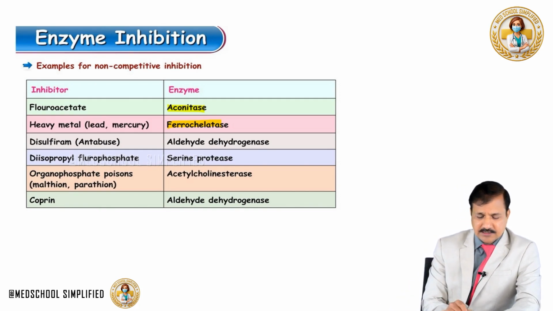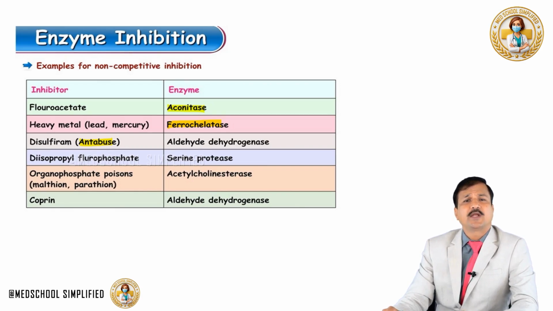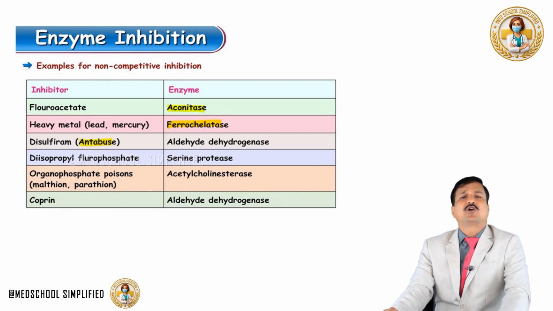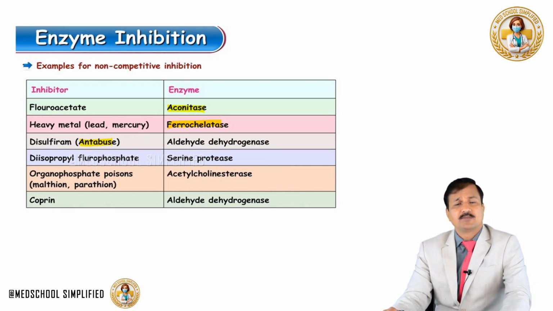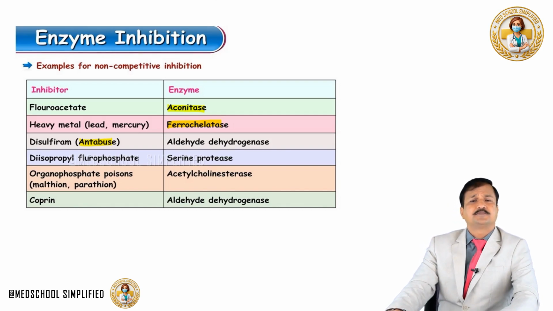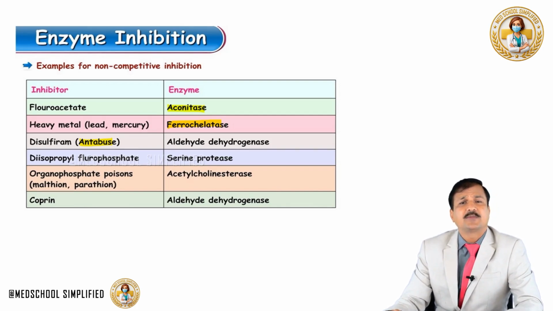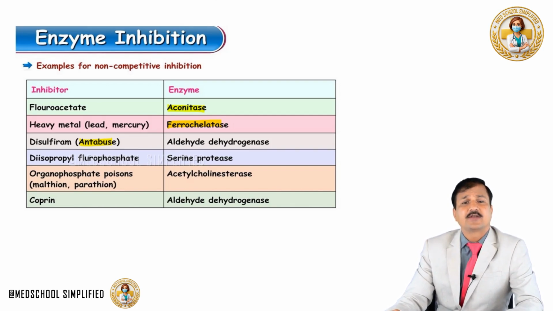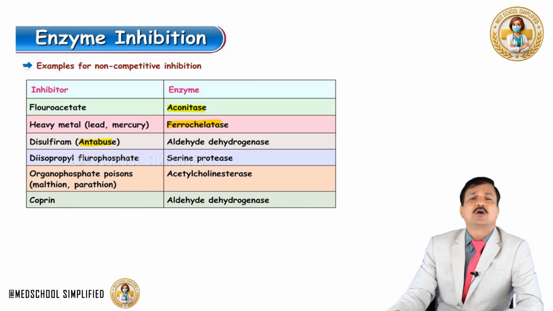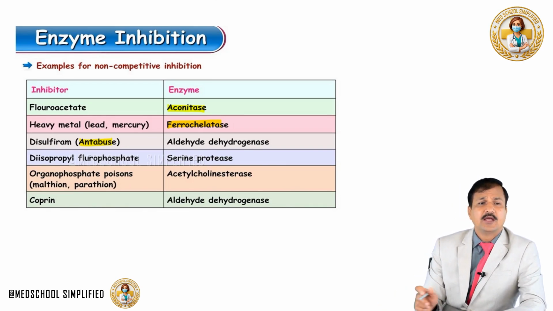Disulfiram, another name for which is Antabuse, is a non-competitive inhibitor of the aldehyde dehydrogenase enzyme, which is involved in alcohol or ethanol metabolism. Ethanol is converted to acetaldehyde by alcohol dehydrogenase, and acetaldehyde is converted to acetate by aldehyde dehydrogenase. So disulfiram inhibits the conversion of acetaldehyde into acetate by non-competitively inhibiting aldehyde dehydrogenase.